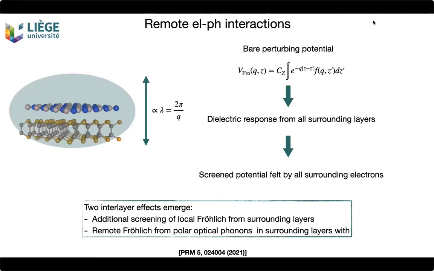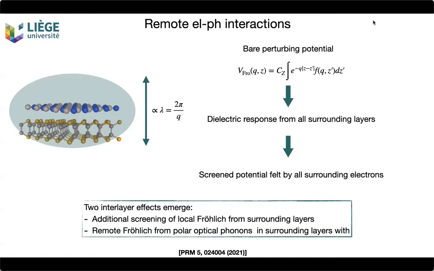Now, if you consider that you put some other materials around, those are going to feel this potential, and they're going to respond dielectrically to this perturbation. And you're going to end up with a screened potential that is different, not only in this layer, but also everywhere. So it's going to be felt by all the electrons around. So there are two kinds of interlayer effects here. Even if you consider the interactions between electrons and phonons within the same layer, this interaction is going to be changed by the screening from materials around. And you have this remote Fröhlich interaction between polar-optical phonons in one layer and electrons in the other, and vice versa.